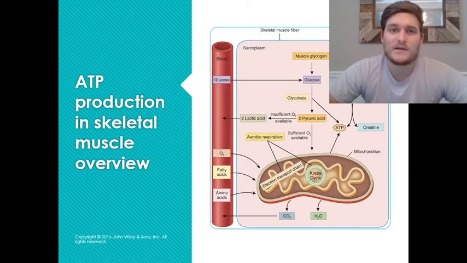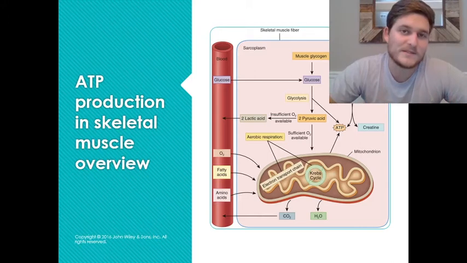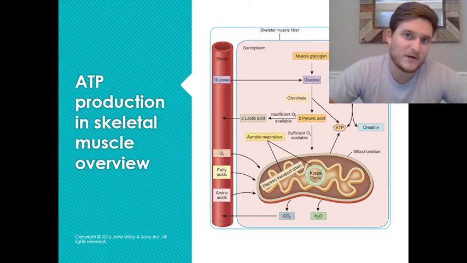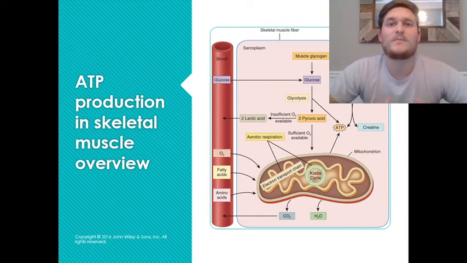How's it going, everyone? Today we'll be discussing how skeletal muscle fibers and other different types of muscle fibers get ATP. This first part will be a review, but then we'll talk a little bit more about muscle fatigue and then the things that help us generate more force out of our muscle fibers.